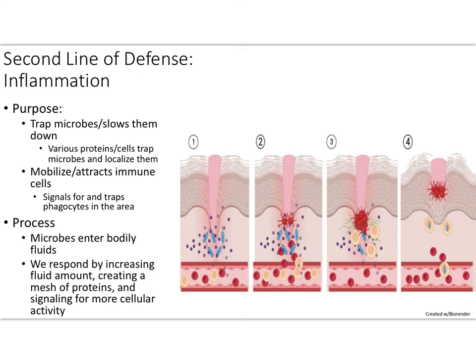In terms of the process, we've got an overview of this process right here. It essentially starts when microbes enter bodily fluids. So here this person has a cut on their skin and some microbes have come into their body. When those microbes come into the body and when that injury occurs, a whole host of different types of chemicals, most of the time proteins, are released, and they cause a cascade of signaling to occur in the body. These signaling proteins are usually referred to as cytokines.